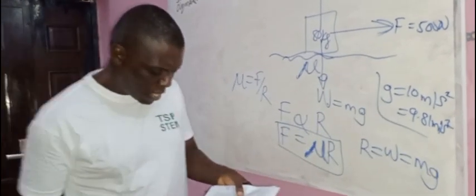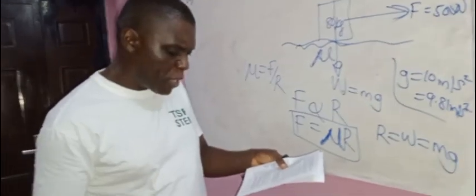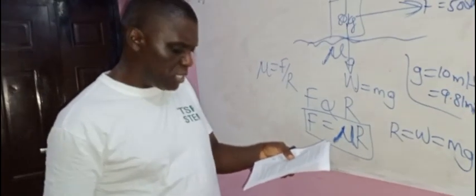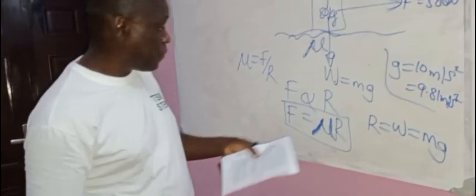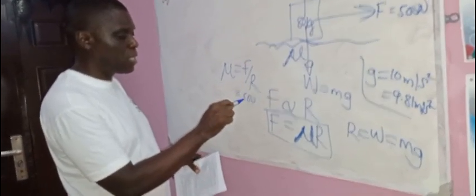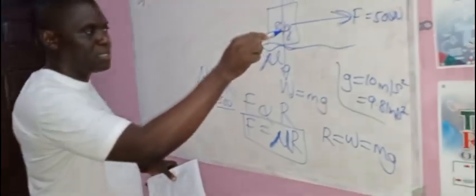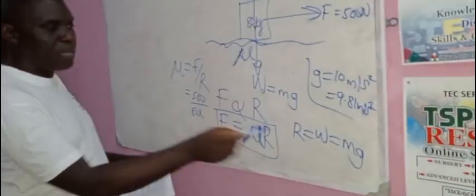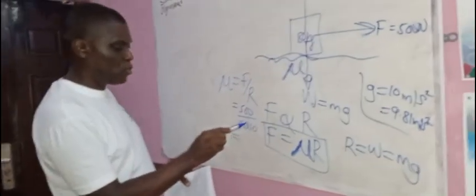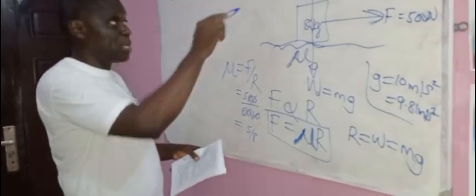So let me see the question. It says find the coefficient of static friction. A 0.8, B 0.4, C 1.0, D 0.2, E none of the above. So let's see whether we'll get the answer. So the force is 500 newton. R is mg, that is mass, which is 80, times acceleration due to gravity, which is 10. So we have these two zeros, cancel these two zeros. So we have 5 over 8. So let's start to divide that.